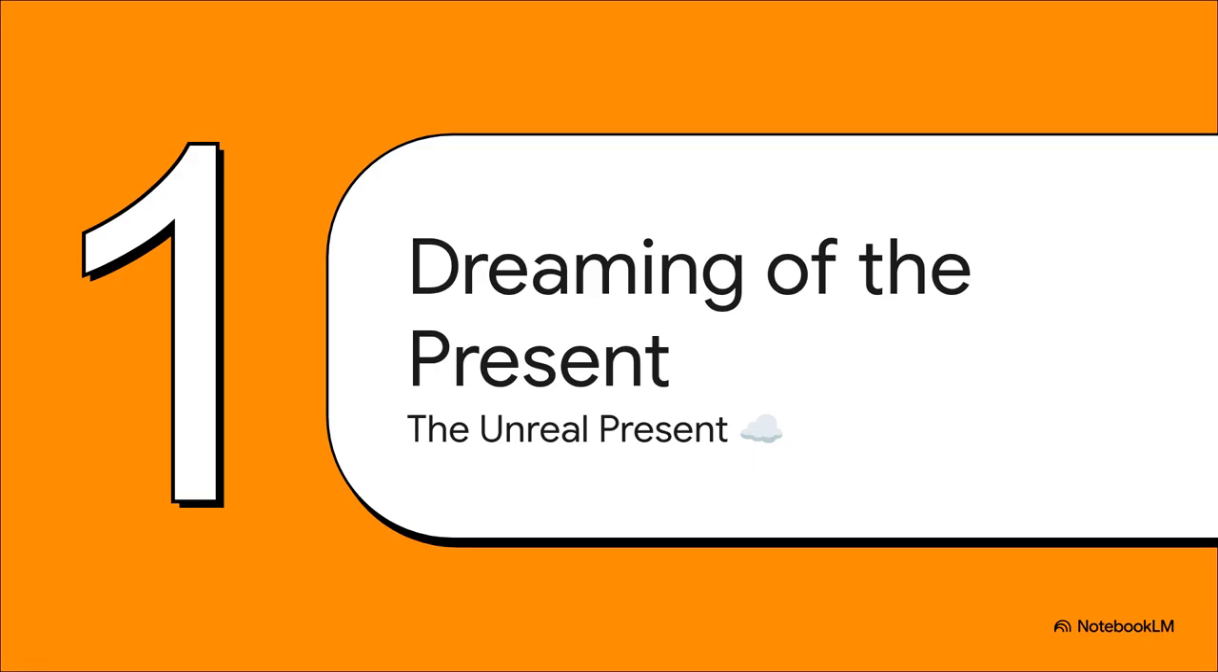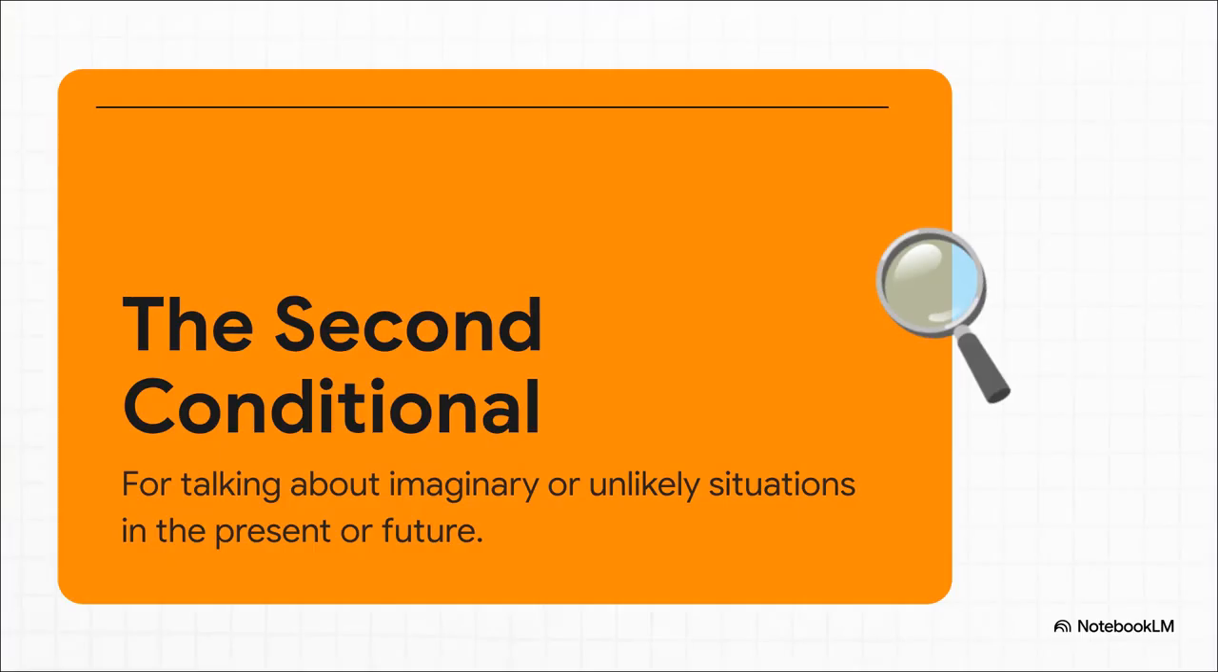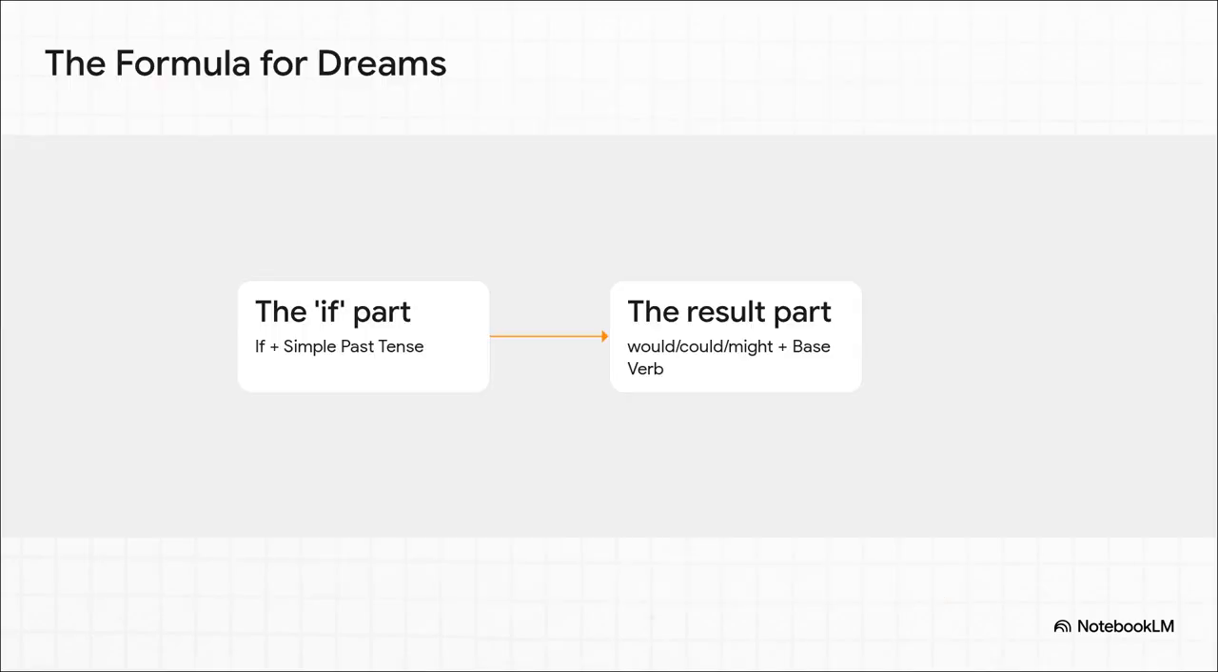It's super useful. So here's the key thing to remember. The second conditional is for hypothetical situations. It's how we talk about what would happen if our current reality were different. We're not talking about real things or even likely things. We're talking pure imagination. And, like any good tool, there's a formula to it. But don't worry, it's a pretty simple two-step recipe. The if part, the part that sets up the dream, uses the simple past tense. Then the result, the outcome of that dream, uses would, could, or might, plus the basic verb.